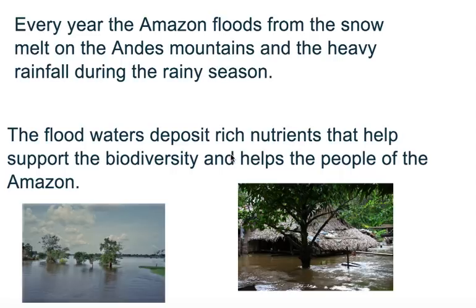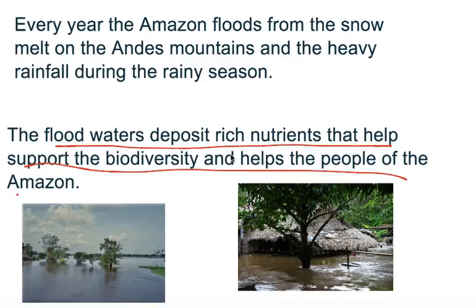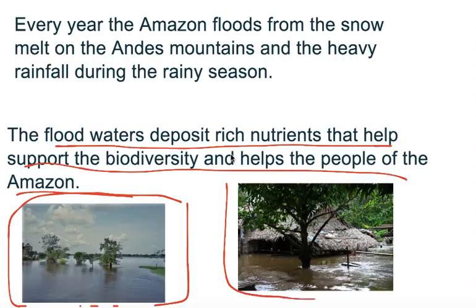Alright, now, every year the Amazon floods due to the snow melt on the Andes Mountains and the heavy rainfall during the rainy season. So those are two reasons why the Amazon River floods: the rains and the snow melt. Now, these floodwaters deposit rich minerals that actually can help support the biodiversity and help the people of the Amazon. So, over here in these pictures on the left and the right, you see examples of the Amazon flooding, and what happens when the Amazon floods.